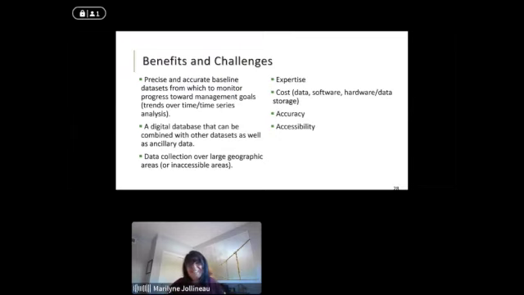Okay, so I mentioned at the beginning of the talk that we want to keep an open mind about thinking about technologies and technological innovations. And with 30 plus years of experience, I'm aware that there are many, many benefits and also many challenges. And I list only a few, the benefits of these technologies being on the left, the challenges being on the right. On the benefit side, having an ability to get precise and accurate baseline information from which we can then track and monitor progress toward our management goals is so helpful. A digital database that we can combine with other data sets is also of massive value to us.